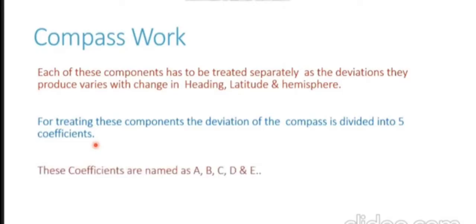Now, what are these coefficients? These coefficients are named A, B, C, D, and E, the first 5 alphabets. This is how the coefficients are named.